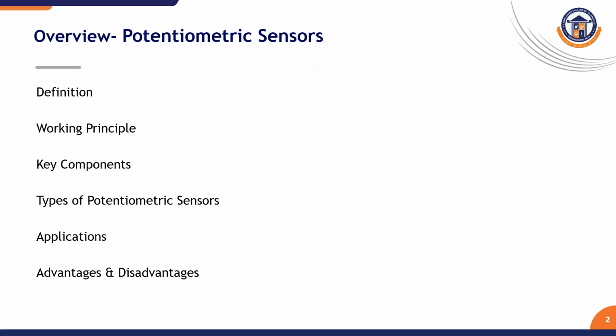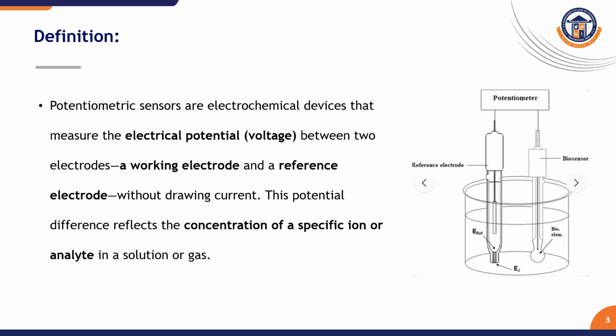Today, we are going to see the topic of potentiometric sensors. What is the overview? We are going to see the definition, working principle, key components, types of potentiometric sensors, applications of potentiometric sensors, and advantages and disadvantages of potentiometric sensors. Then we move on to the definition.